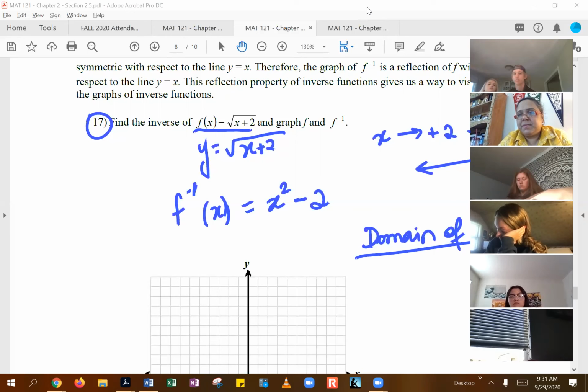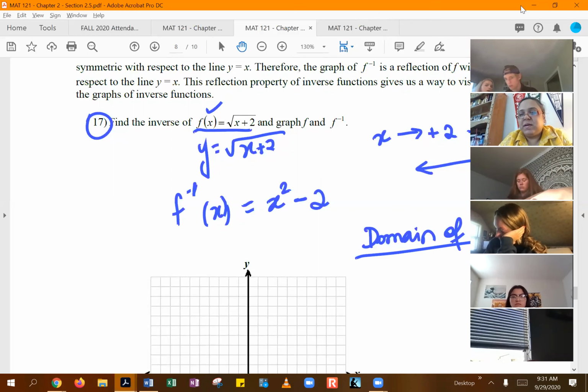Could you say that last question one more time? What would be the domain for this f of x function? What x values are okay to use in that function?